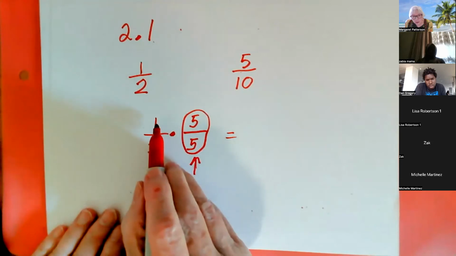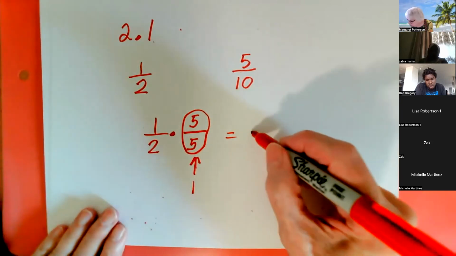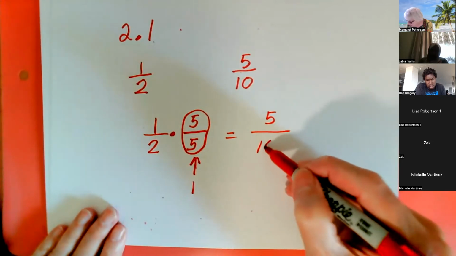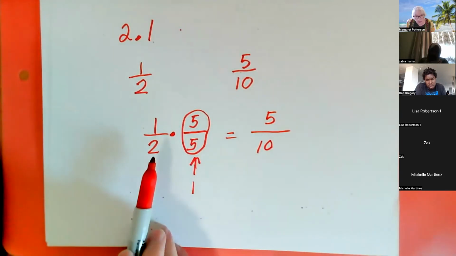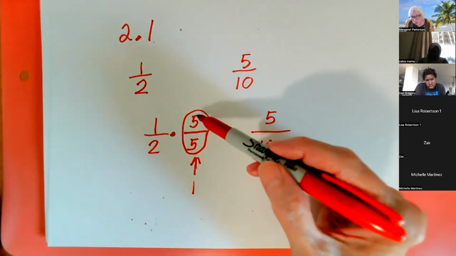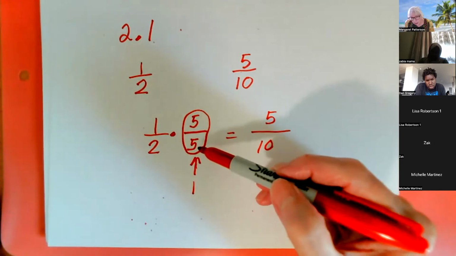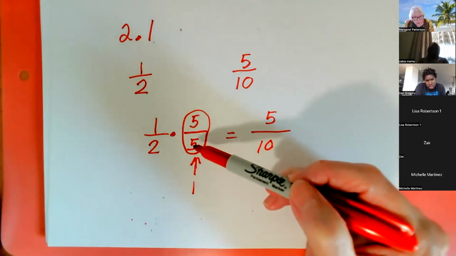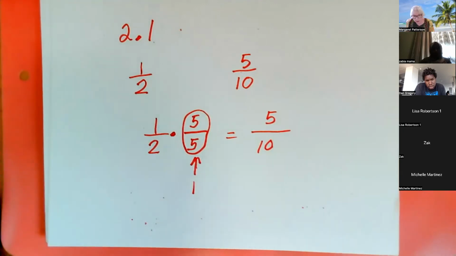So now I'm going to multiply 1 times 5. I'm going to put the answer here. And 2 times 5 is 10. So in order to get from one fraction to its equivalent, you multiply by 1. And so I'm literally going to be writing those in. We're going to multiply by 1.